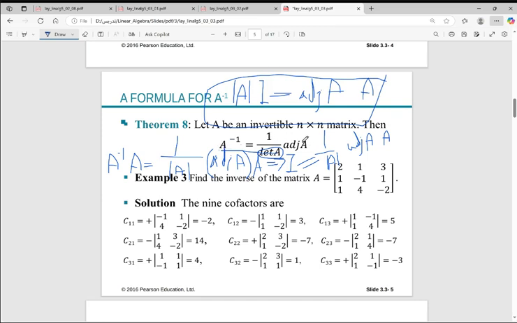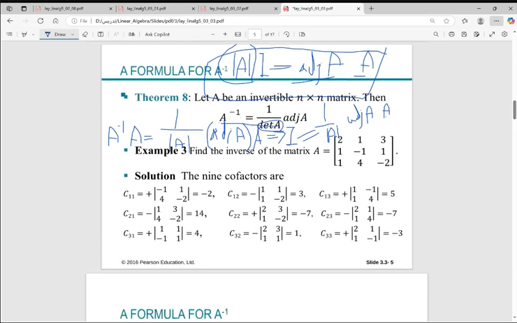You multiply both sides of this formula by A. A minus 1 A gives you 1 over determinant adjugate A. Then A minus 1 A equals I, and then you have I equals 1 over determinant of A adjugate A. Then you multiply both sides by determinant of A. So you have determinant of A, which is a number, a scalar, times identity matrix equals adjugate of A times A. So by multiplication of adjugate of A and A, you get a scalar times identity matrix. That scalar is determinant of your matrix.